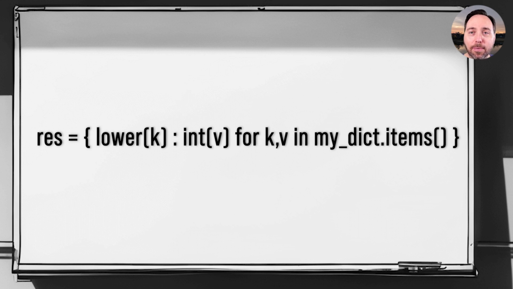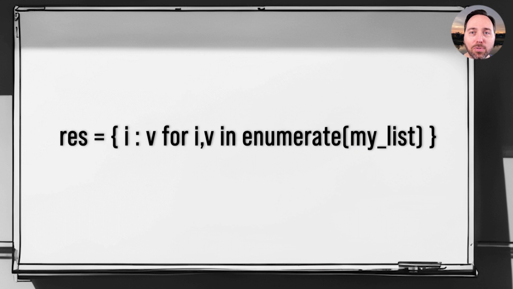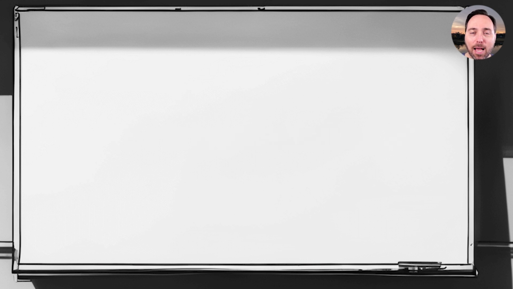Well, that's pretty easy, and I don't even need to start with a dictionary. I could start with a list of keys and then generate the values, or even use these as values and generate a new set of keys. And now we need a set comprehension.